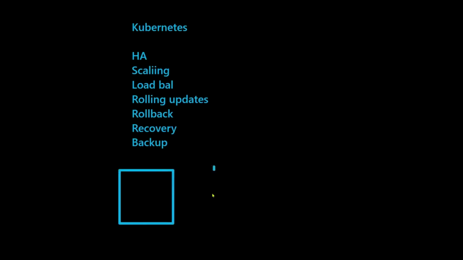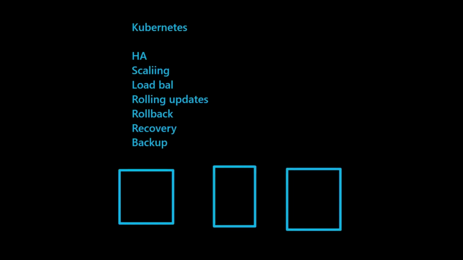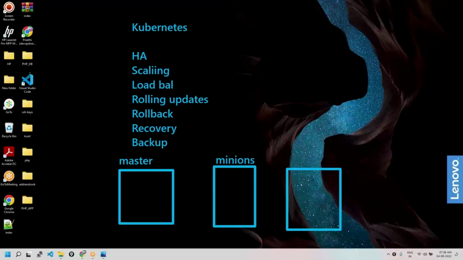See, again, we can create a cluster with any number of nodes. Out of all these nodes, one node will act as a master node, and the other nodes will be called minions. Some time back they were called minions, but now they are called worker nodes or simply Kubernetes nodes. You may call them Kubernetes worker nodes or Kubernetes nodes. So this is how a cluster is formed.